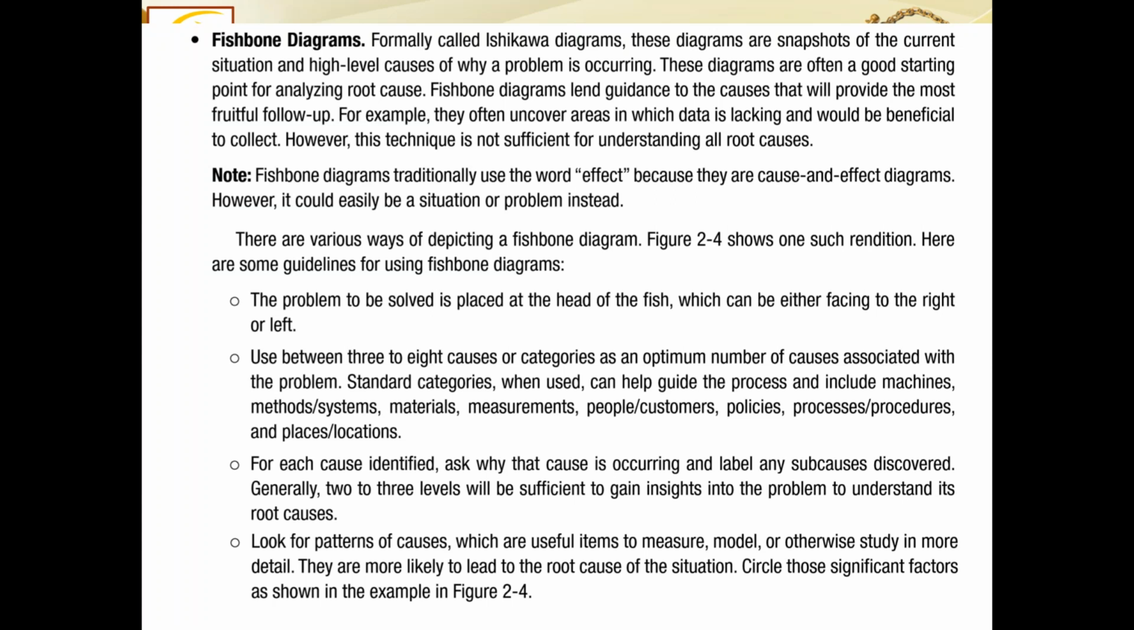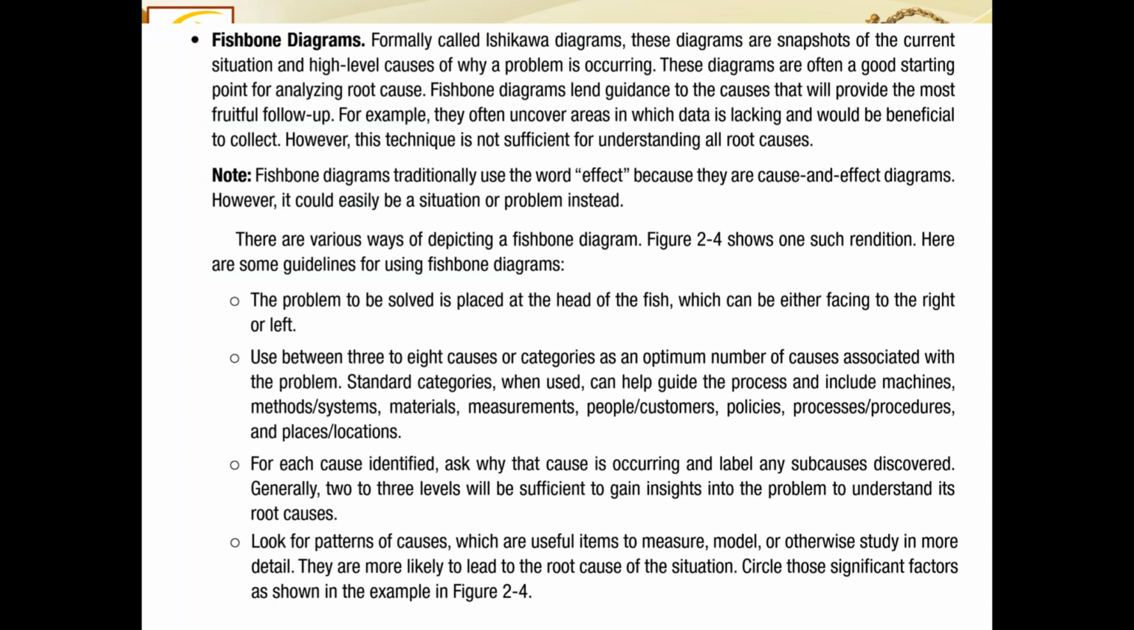Generally, whatever kind of problems occur in an organization, we have categorized them into a number of problem areas, the main big causes of different problems. Maybe there could be technical problems, human resource problems, this kind of problem, that kind of problem. So broadly we categorize them. These diagrams are often a good starting point for analyzing root cause, because once we have homed in that it is a human resource problem, then we will dig down into the human resource and see where the problem is.